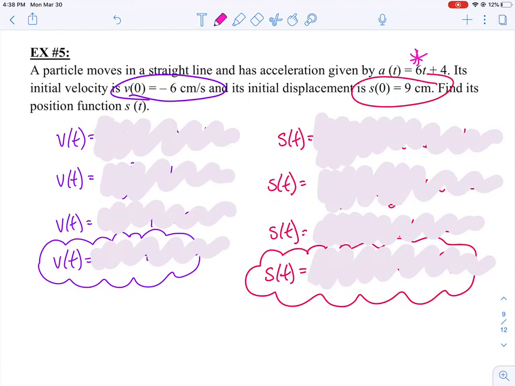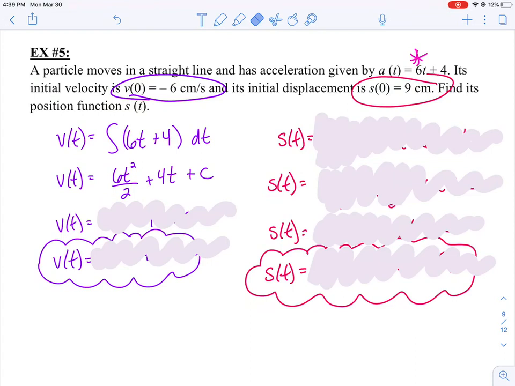So we are given the acceleration function, and we want to go all the way to the position function. That means we should be able to take the acceleration and find the antiderivative to get velocity, and then take the antiderivative again to get to the position. So that's what we're going to do. We're going to take the antiderivative of acceleration so that we can get the velocity. And remember, anti-differentiation and integration are the same thing. So we're going to integrate the acceleration function, the 6t plus 4, with respect to time.